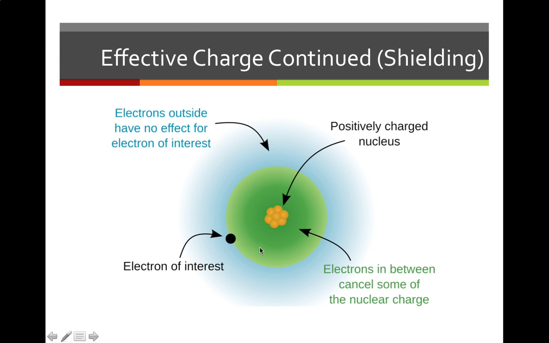And then we've got electrons around on the outside. This is the electron of interest, the one that we're dealing with, that is experiencing a change in the charge, because we've got electrons in between, canceling out some of that nuclear charge. And then no electrons on the outside have an effect on the electron of interest because they're out further, so they are not getting in the way of this positive charge.